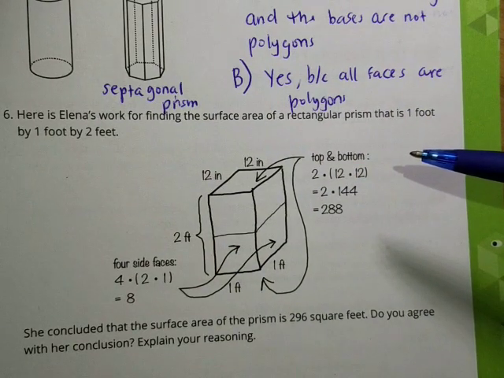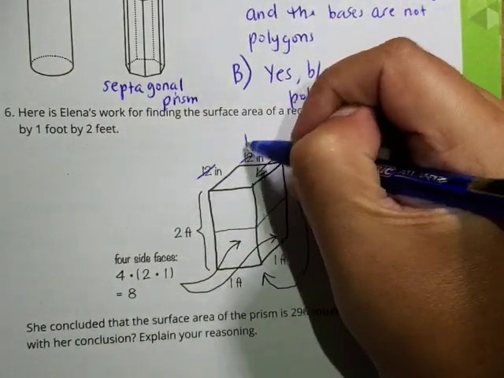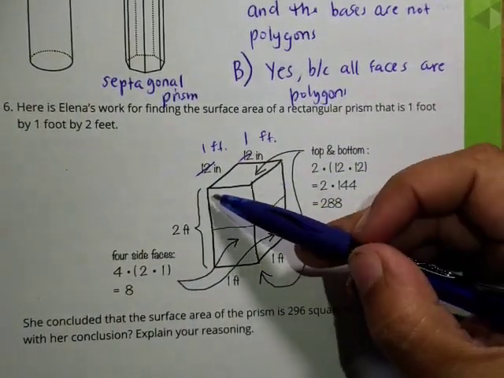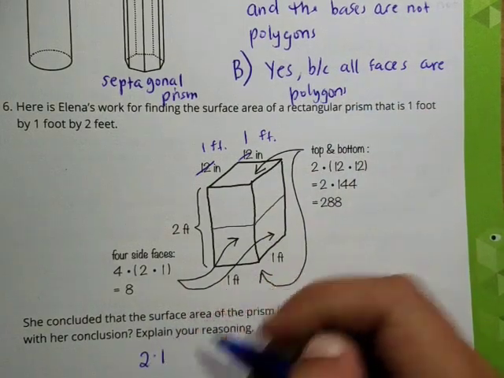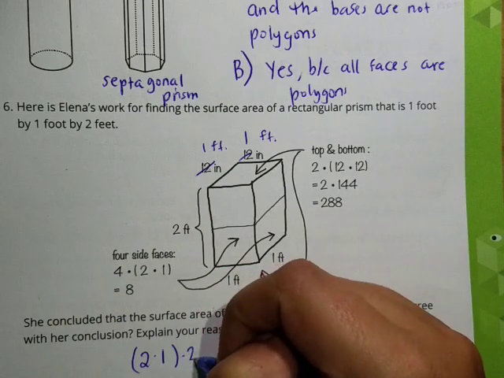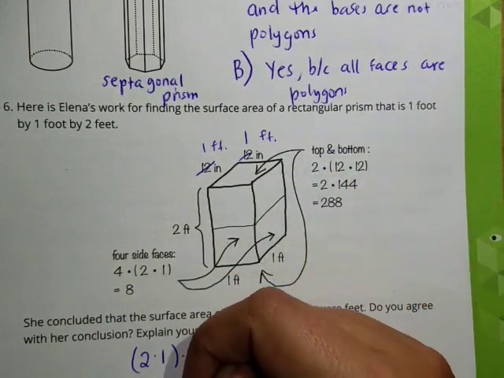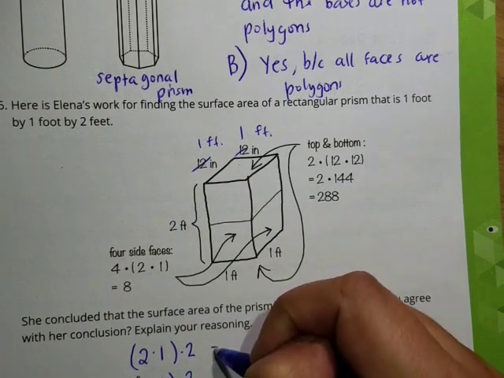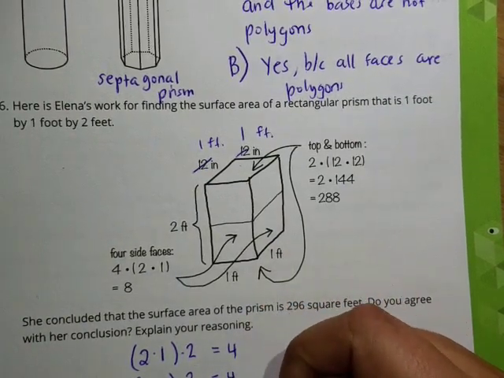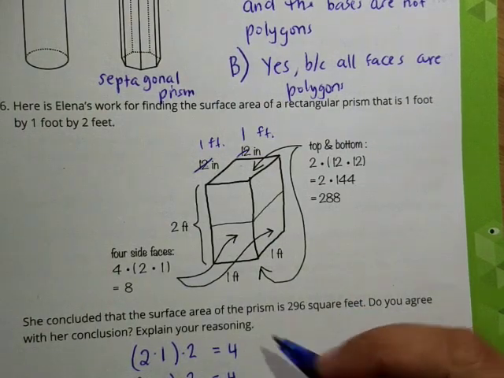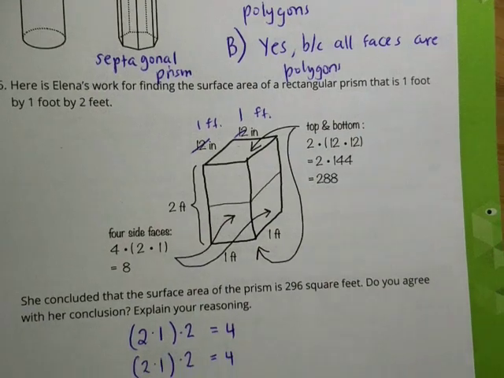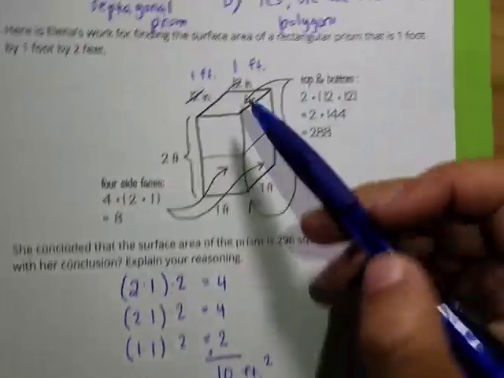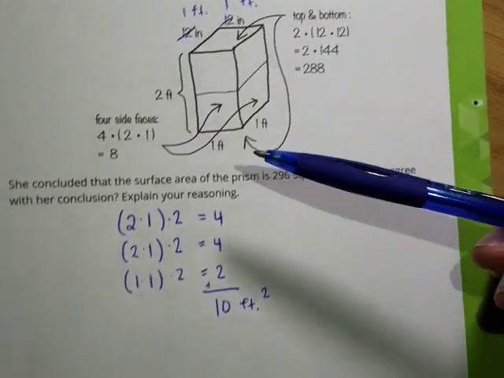So really what she should have done was kept these as 1 foot. And then she could have done her 2 by 1. But then there's front and back. And then her 2 by 1 here, which is her left and right. And then her top and bottom are 1 by 1, but she has 2 of those. So this gives you 4, 4, and 2, which then gives you 10 feet squared. Okay. So again, she just converted to inches when she should have just stayed feet. Now, if you want to convert all these to inches and go with an inches answer, that is fine as well.